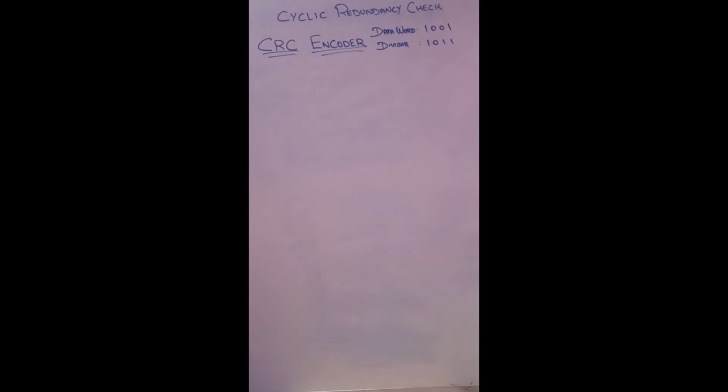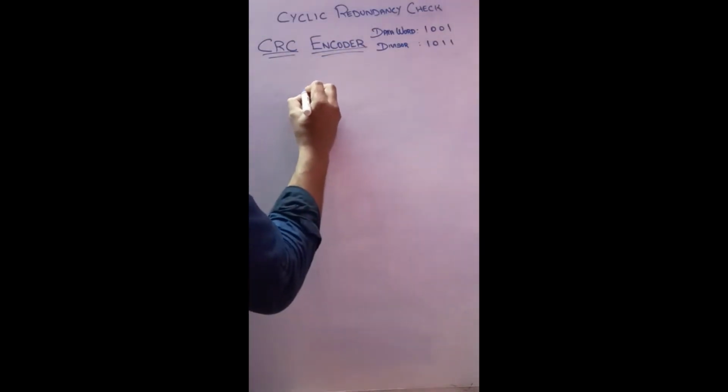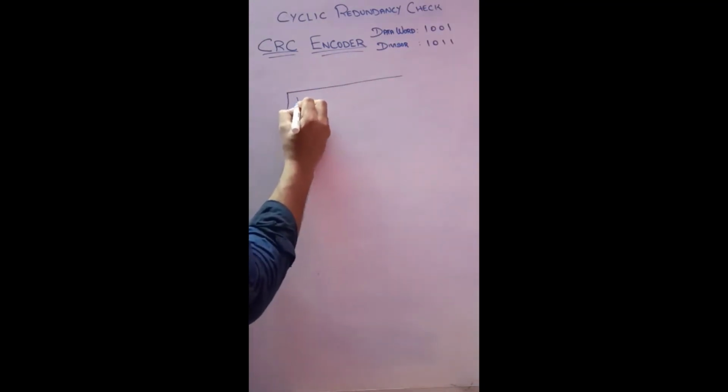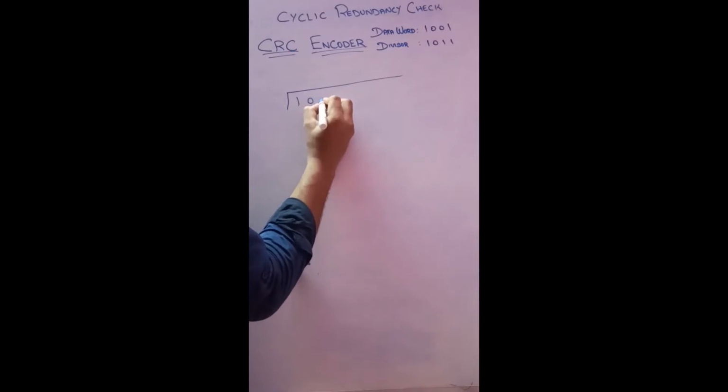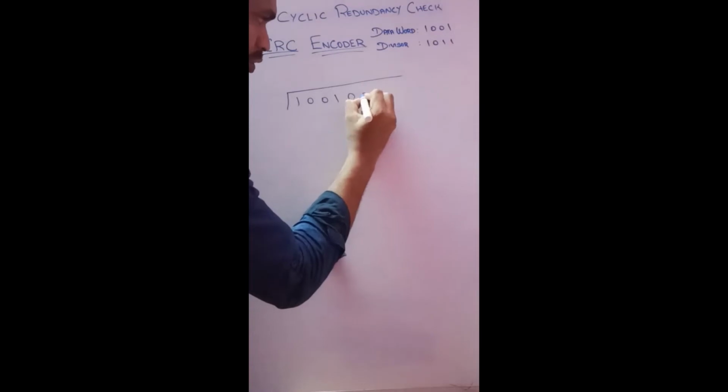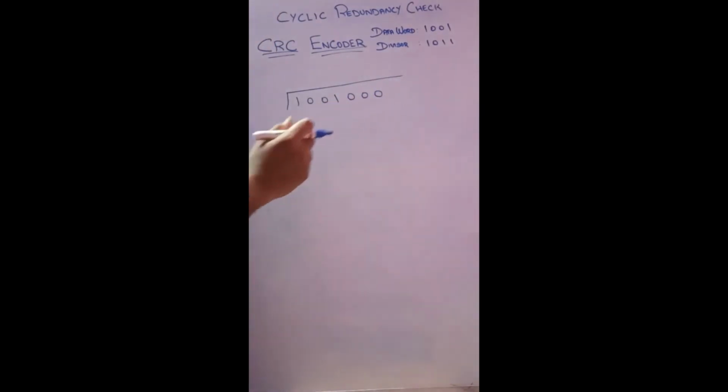Okay, so now we look into the CRC encoding process. Here we have a data word 1001 and the divisor is 1011. Let's see how a modulo 2 division can be performed here. We use this data word 1001, which is augmented with 3 zeros during the CRC encoding process. And why do we actually have to add 3 zeros?